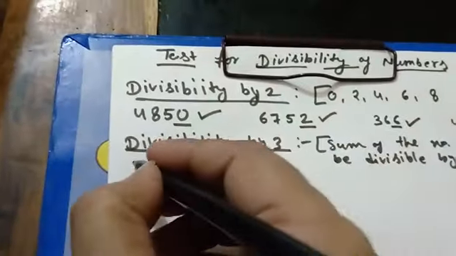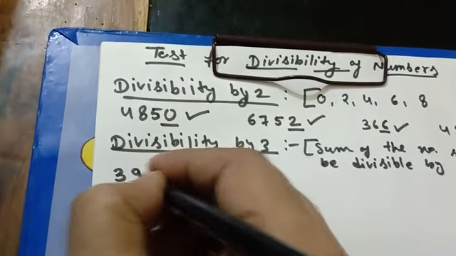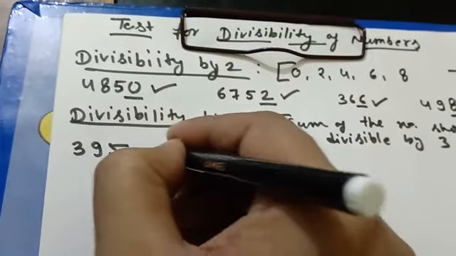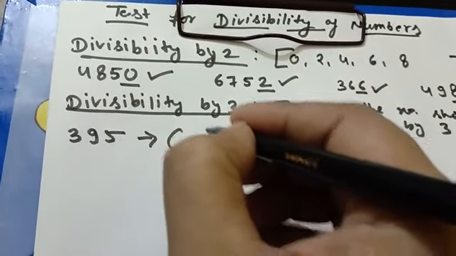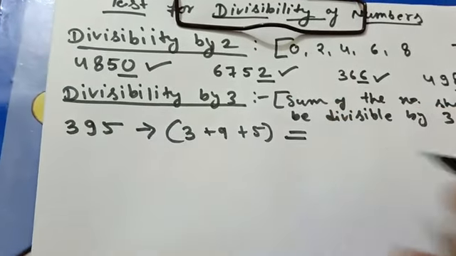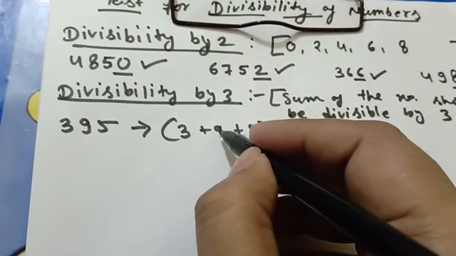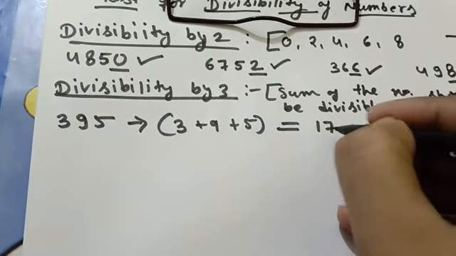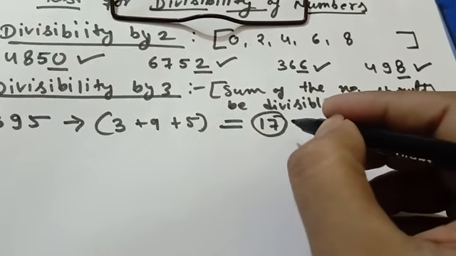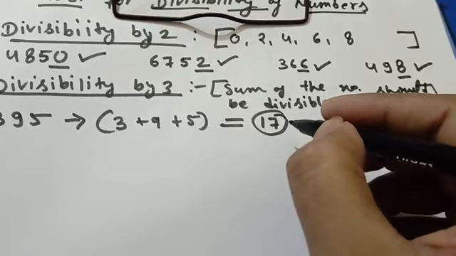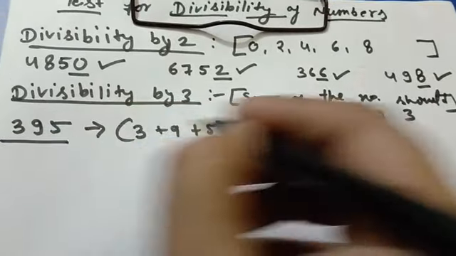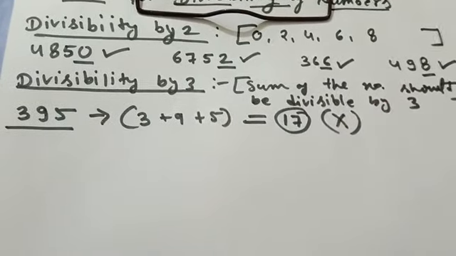Suppose I take a number. First of all, we will add the digits 3 plus 9 plus 5. After adding: 3, 9, 12, 5, 17. Since 17 does not come in the table of 3, or 17 is not completely divisible by 3, we can say that this number 395 is not divisible by 3.